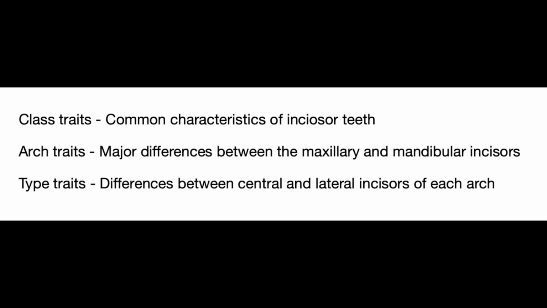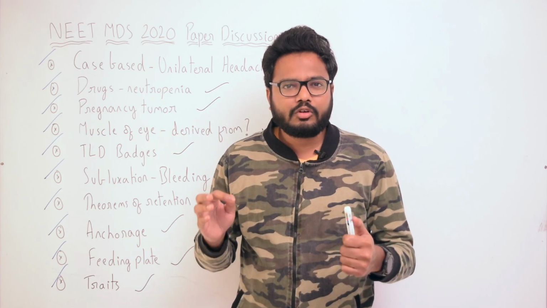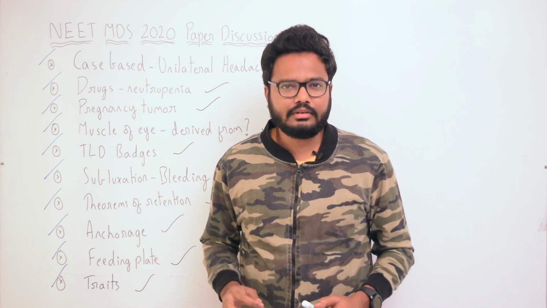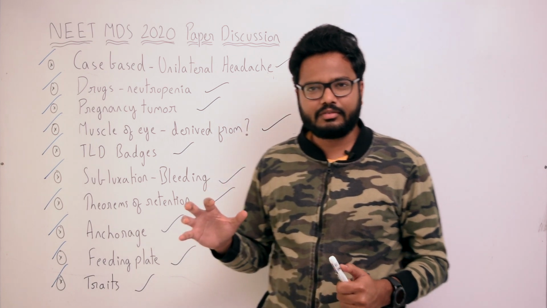So I guess the question is pertaining to the form of the incisor teeth. The labiolingual aspects of the incisors are trapezoidal, and the proximal aspects are triangular in shape. These fall under class traits or common characteristics of incisor teeth, right? So these are some of the topics which I wanted to highlight in this specific video.